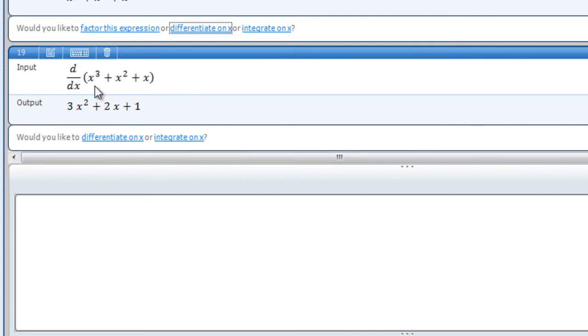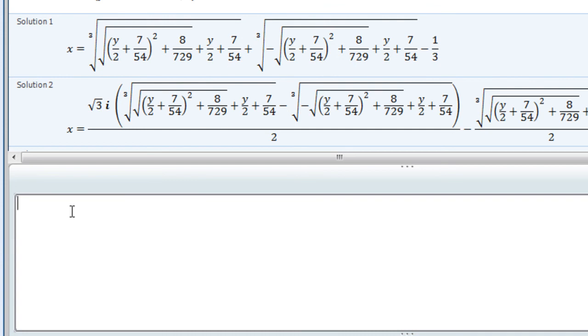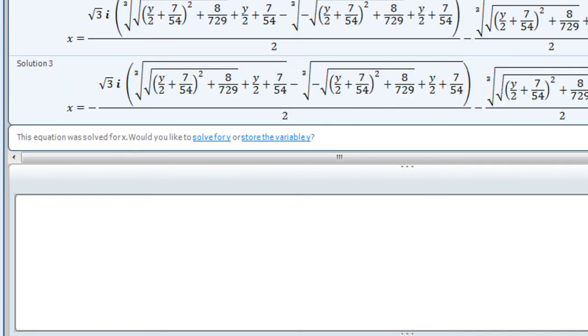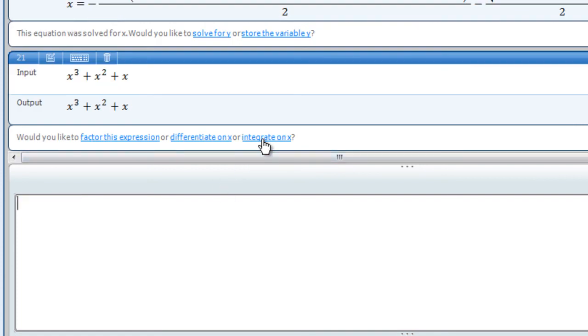If we put y equals x cubed plus x squared, the notation should change. I don't know if it will, but it should change to dy by dx. I'll check that for you. So if we put y equals x cubed plus x squared plus x, and I'll press enter, it's actually solved it, which I didn't want it to do. But anyway, if we put x cubed plus x squared plus x, we can also integrate on x at the click of a button.